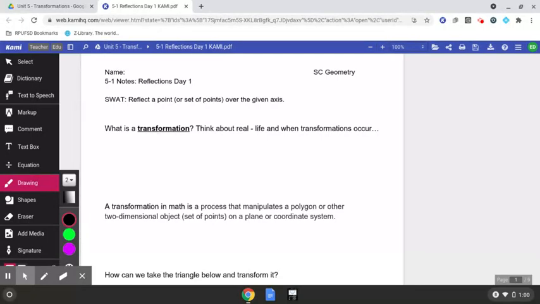By the end of this lesson, you're going to be able to reflect a point over the given set of axes or a set of points, so a shape.